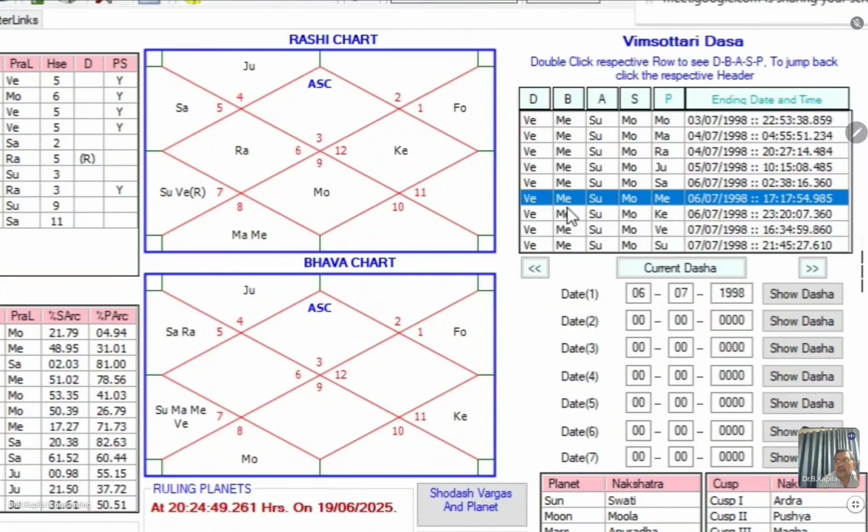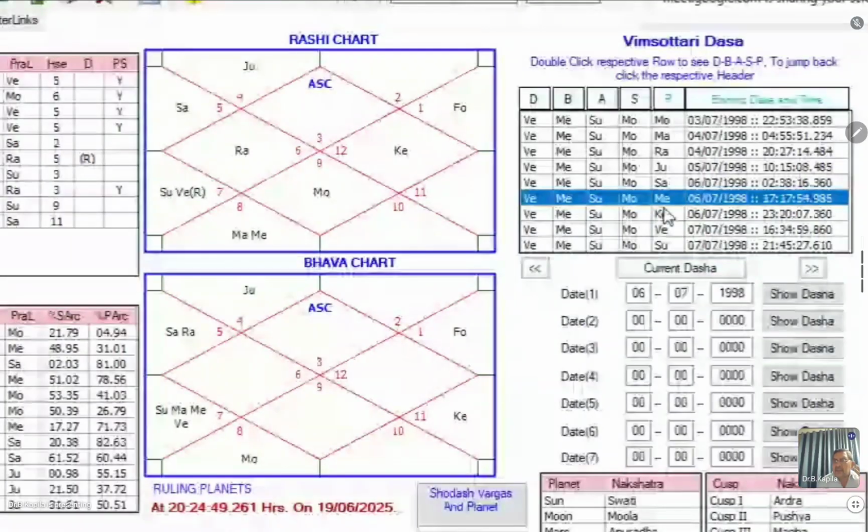But for Bhukti Lord, Marka can do. Antara Lord, Marka can do. For Sukshma Lord, 1 or 8 along with Marka can do. For Prana Lord, 1 and 8 along with Marka can do, or 8 along with Marka can do.